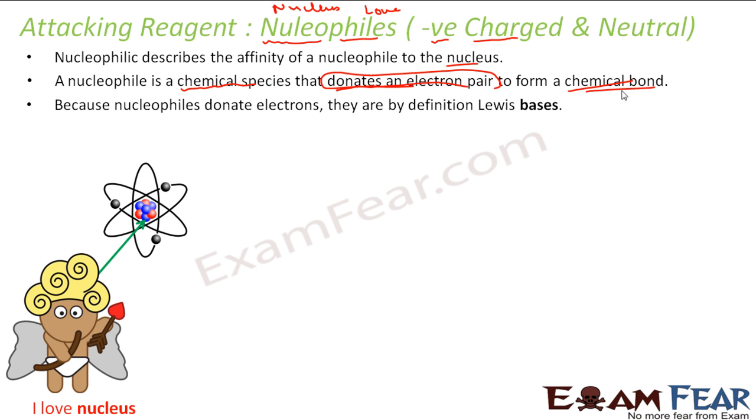We'll see that. And since nucleophiles donate electrons, they are also called Lewis bases. If you see the definition of Lewis base, which we have studied in the chapter on atoms, Lewis bases are chemical species which donate electrons, and since nucleophiles donate electrons, they are Lewis bases. Correct. This is my typical nucleophile, which loves nucleus, and the only thing in its mind is the nucleus. It wants to go near the nucleus.